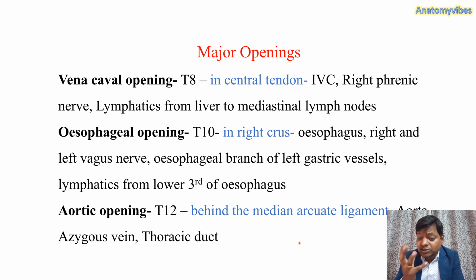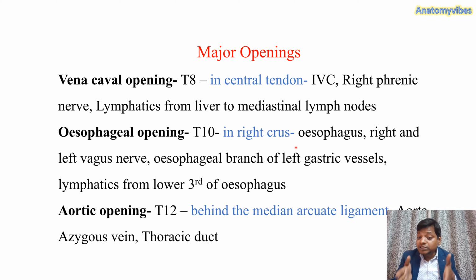Now you have to remember the structures also. What are the structures which pass through these openings? So the vena caval opening. Simple. The inferior vena cava will pass. Along with the inferior vena cava, we have the right phrenic nerve, which is passing along the pericardium on the right side. So the right phrenic nerve will pass through the vena caval opening. Also the lymphatics coming from the liver will go to the mediastinal group of lymph nodes via this opening. Coming to the esophageal opening, the esophagus will pass.